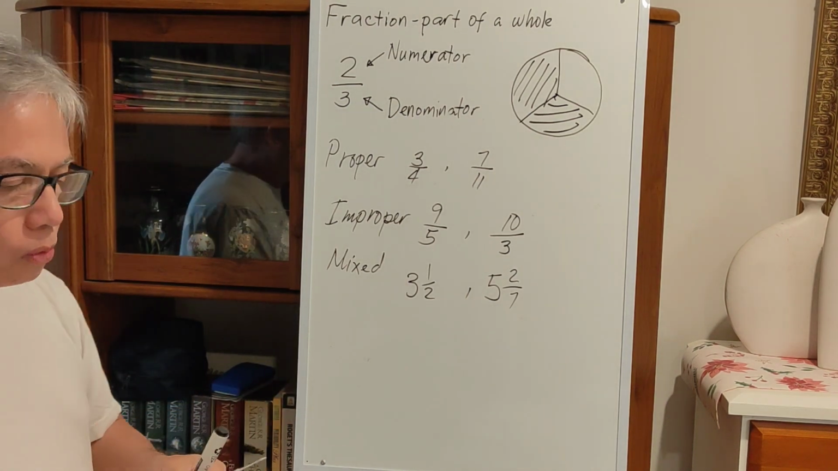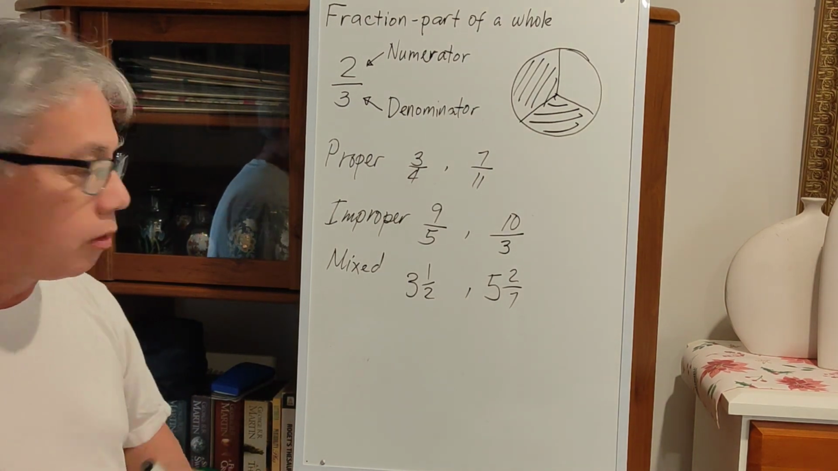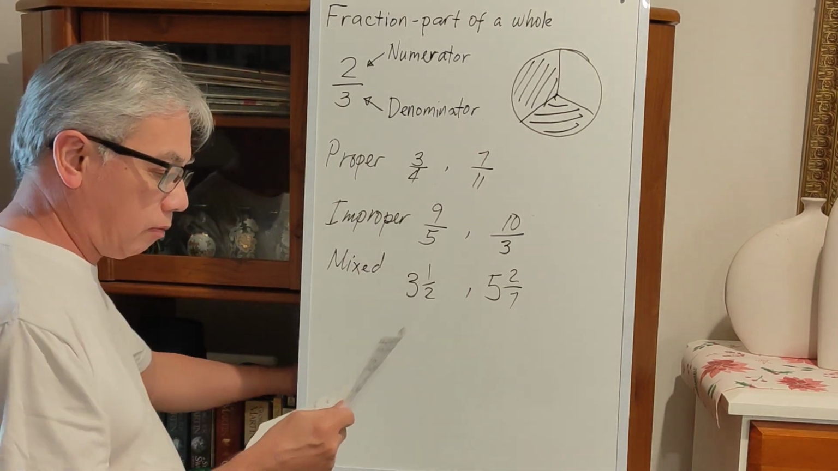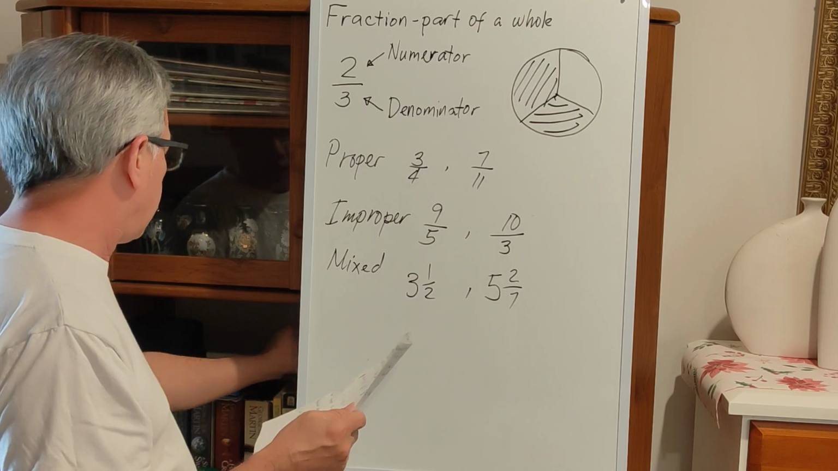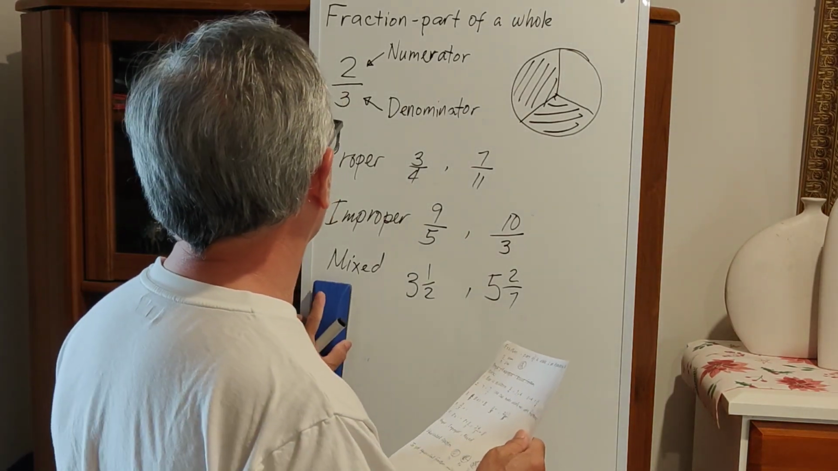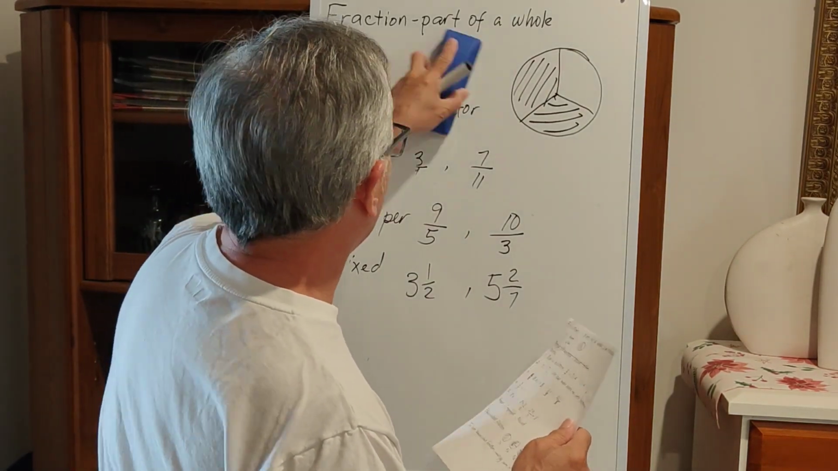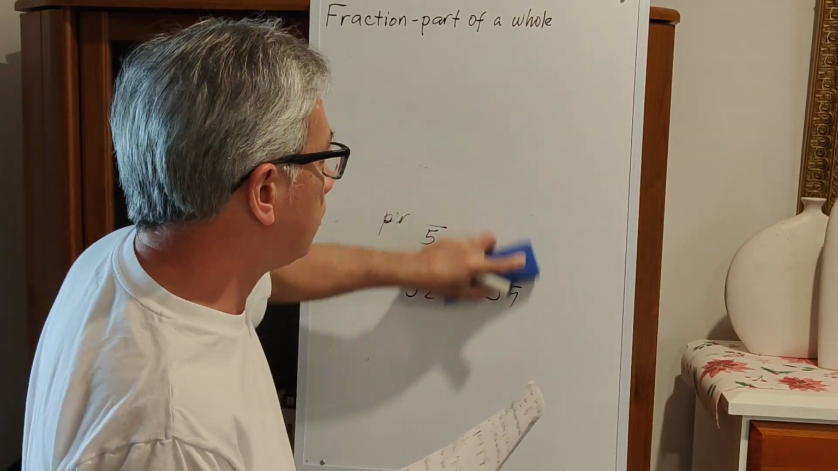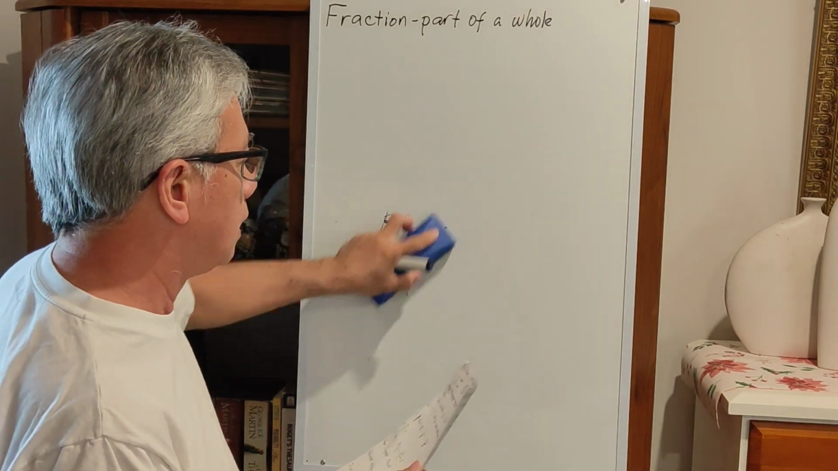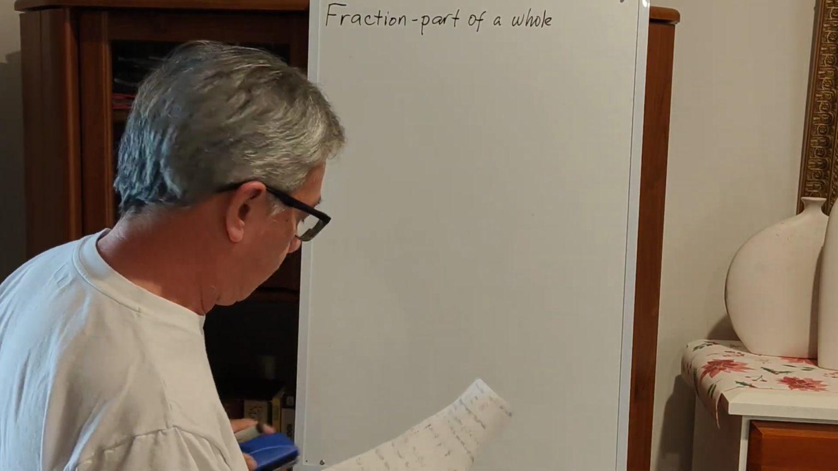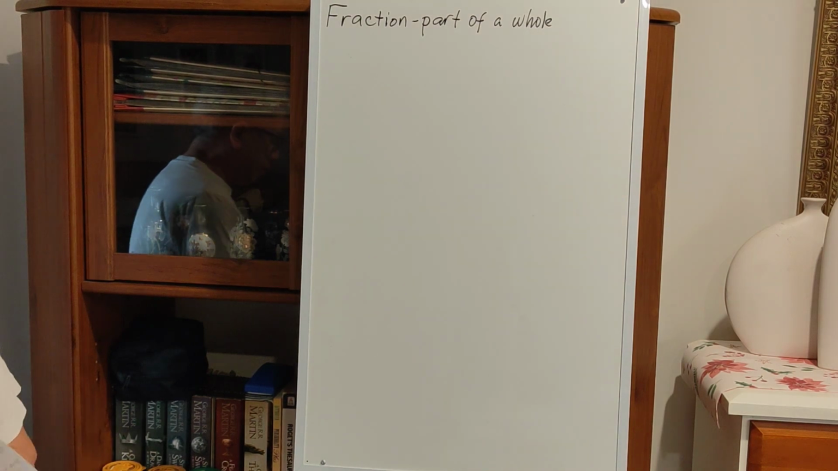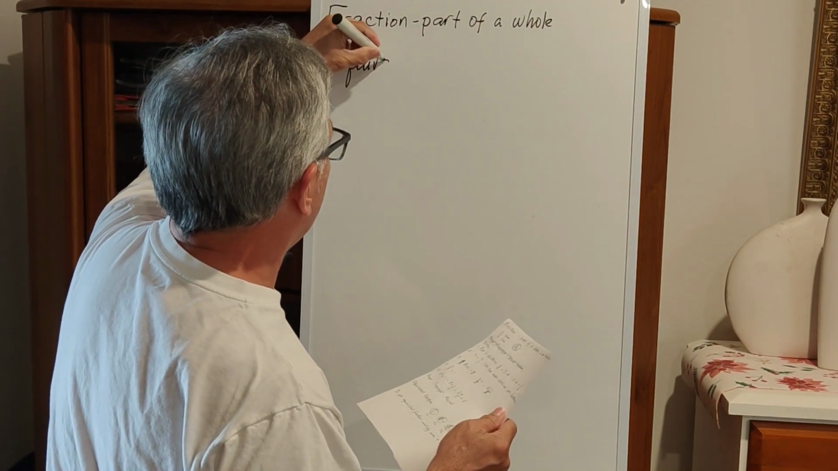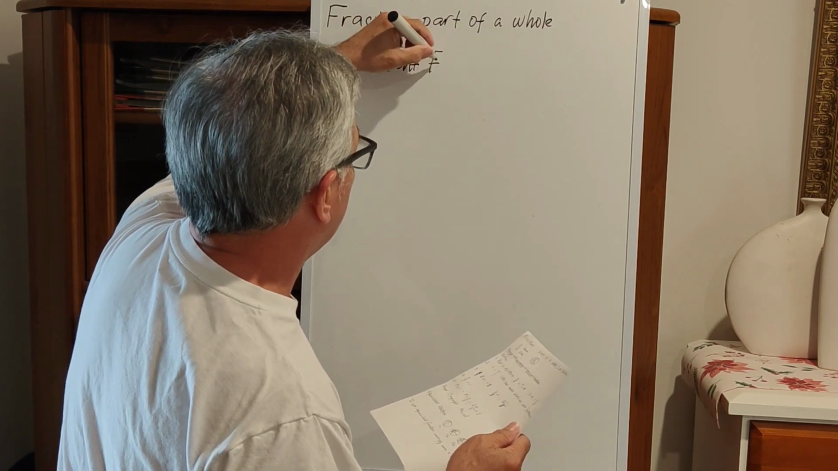We will now go to reducing fraction to its lowest term. Sorry, before we proceed, we need to discuss equivalent fractions. Equivalent fractions are fractions that have different numbers but have the same value. So, as an example, let's write equivalent fractions.